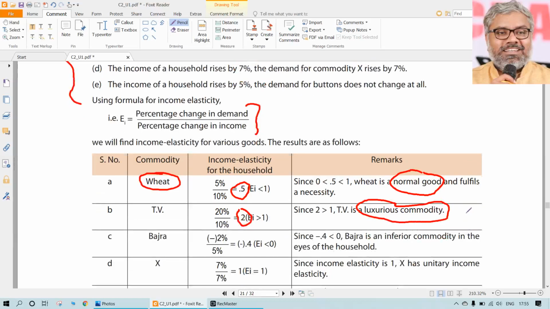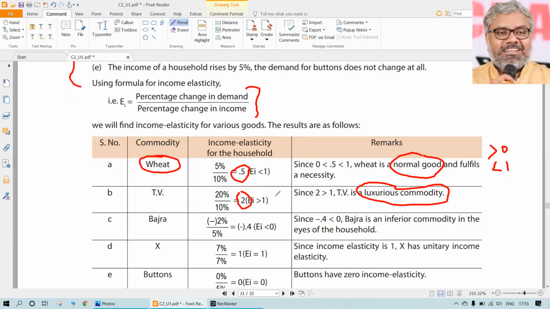So what kind of commodity are we talking about? We are not saying that people don't have TVs and all. So what kind of commodity is it? Is it a normal good? Definitely not. So what is the nature of a normal good? Understand and focus on that. A normal good is that kind of commodity where the income elasticity will be greater than 0, but less than 1. That is the nature of normal goods.